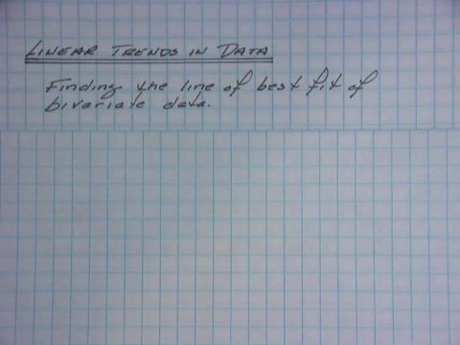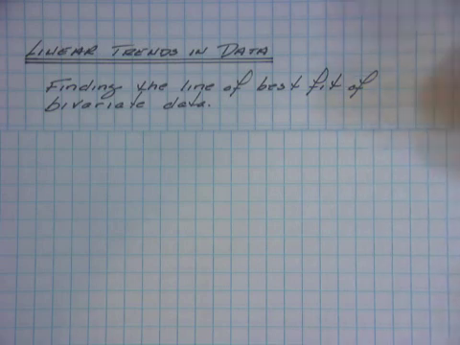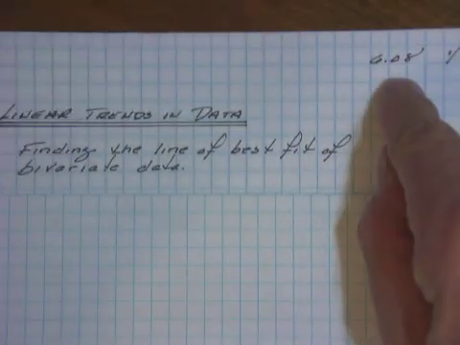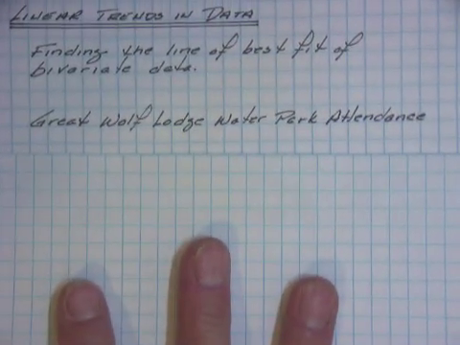All right, guys, today we're going to be going through linear trends in data. I don't know why they put it that way. Really what we're doing today is finding the equation of a best fit line, okay? This is lesson 6.08, and here's the context.